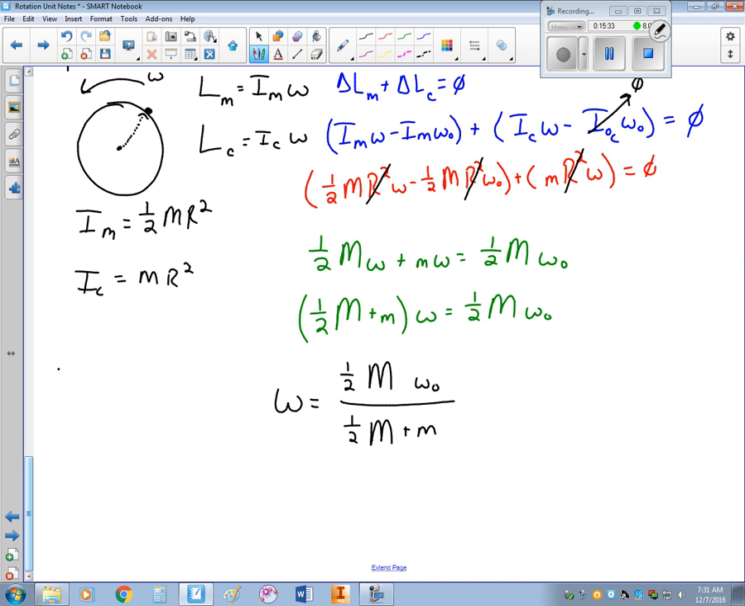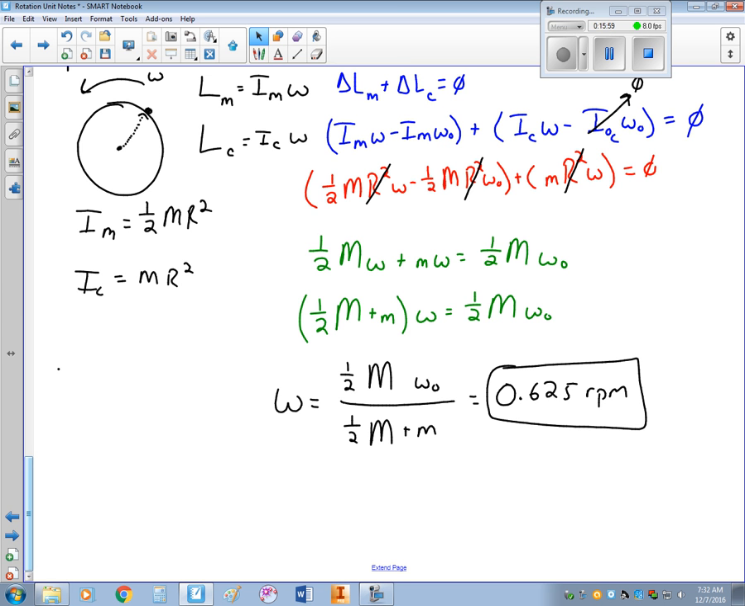There we have it. Notice that the 1/2 capital M's do not cancel. It's very important. So when I plug in 100 kilograms for the mass, 30 kilograms for the mass of the child, 1 RPM for the initial angular speed, I get 0.625 RPMs. So I would see that the merry-go-round does in fact slow down.